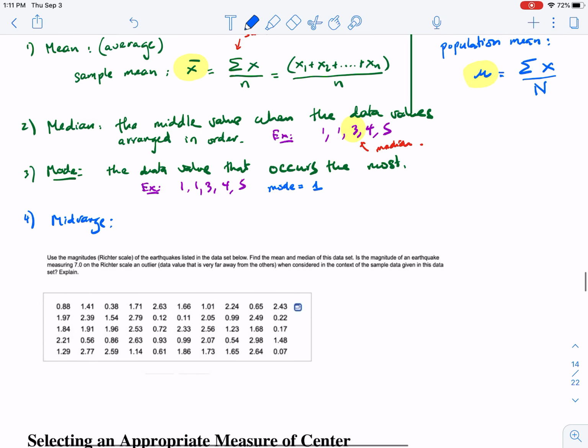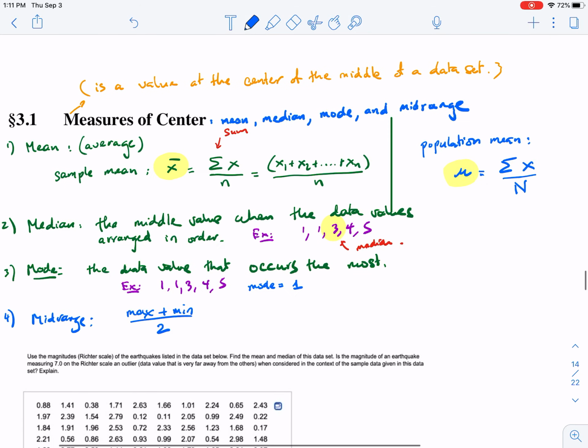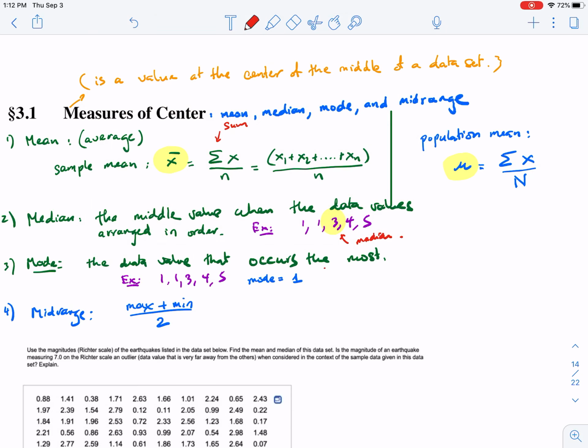Okay, mid-range is we take the max, add the min, and then divide by 2. So that's the mid-range. Okay, just quickly regarding the mean and the mid-range, for example, if we use the same data set again, 1, 1, 3, 4, 5, let's go ahead and compute the average mean here. So the mean in this case, let's do 1 plus 1 plus 3 plus 4 plus 5.